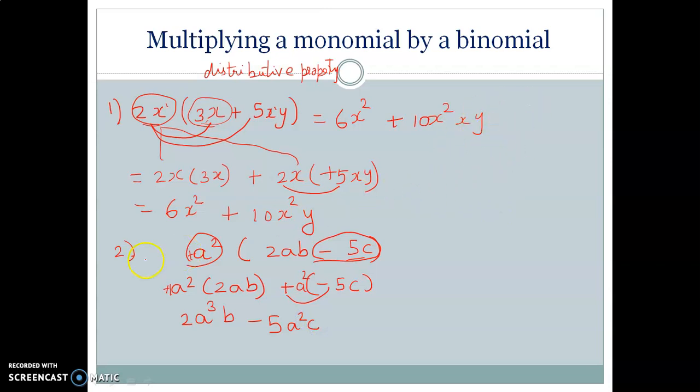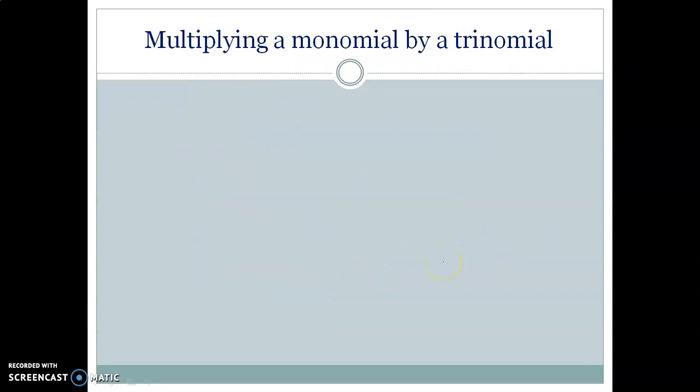The same question can be given in different way also. Nothing special, but in different direction. See here, then a square. How will you multiply this? This and this both are same. Is it clear? Okay.